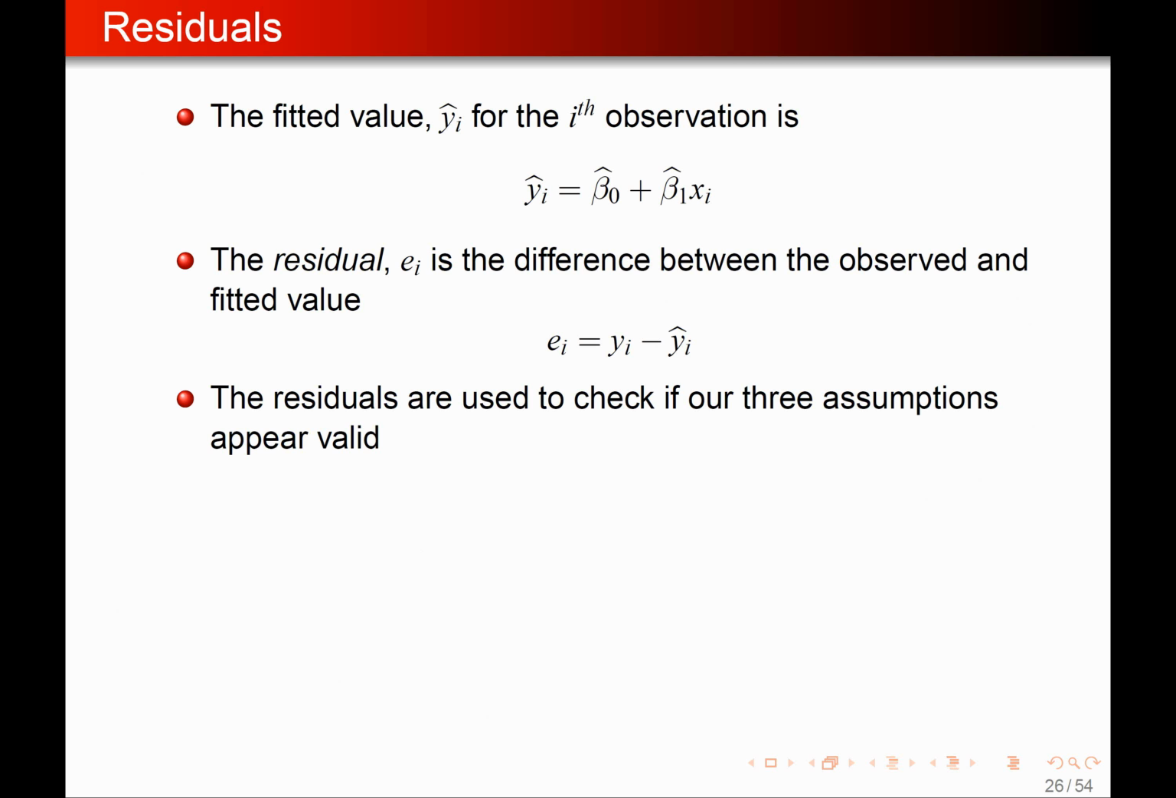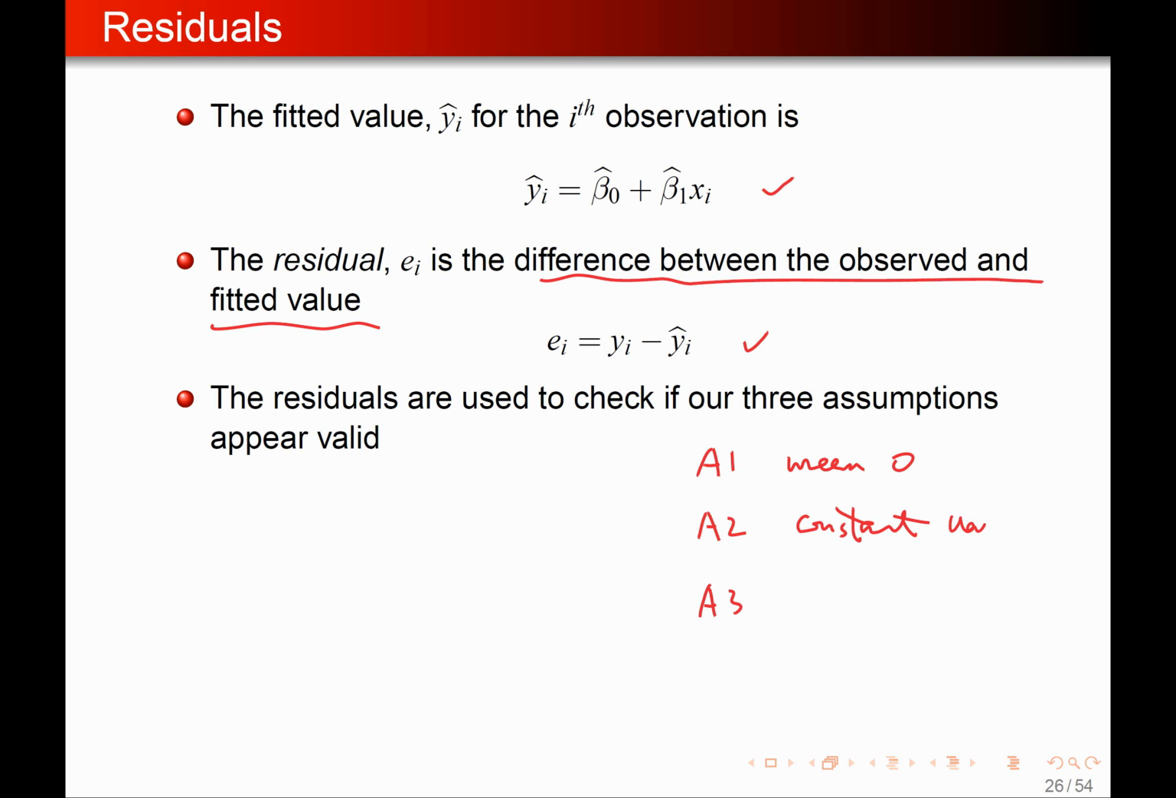So for residues, we have yi hat, which is a fitted value, the model prediction. And the residue equals the difference between the observed and the fitted value. We can use the residues to check whether the three assumptions hold. What are the three assumptions? A1, A2, A3: the errors have mean 0, a constant variance, and are uncorrelated.